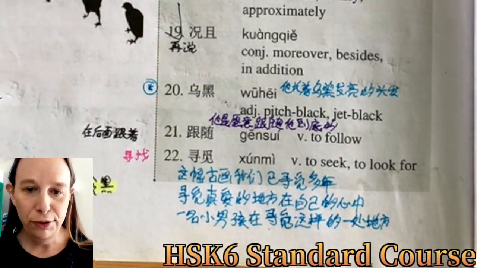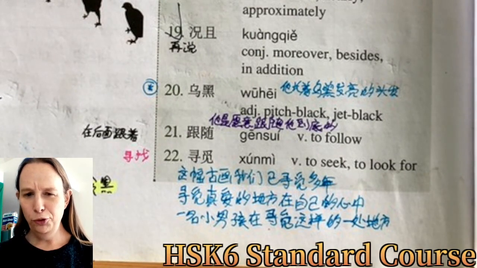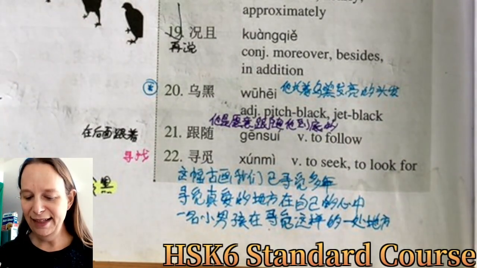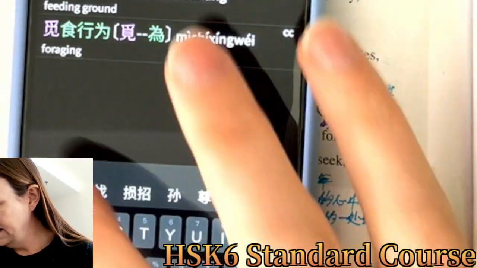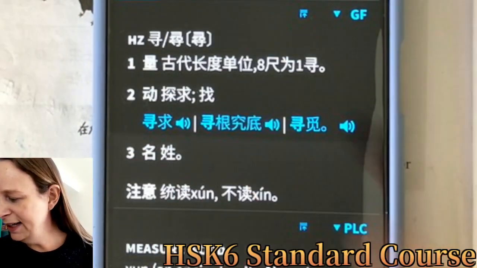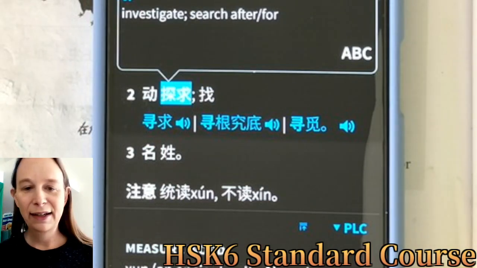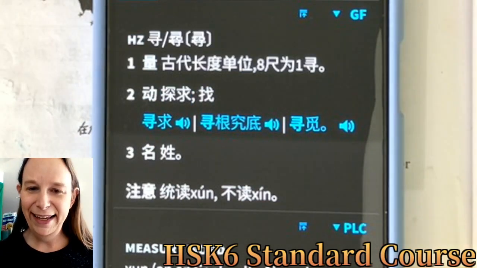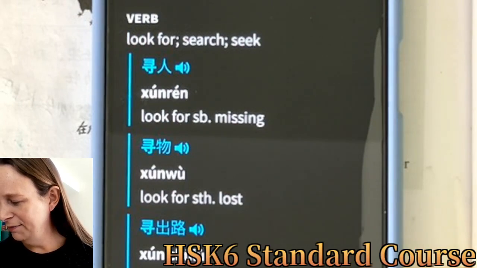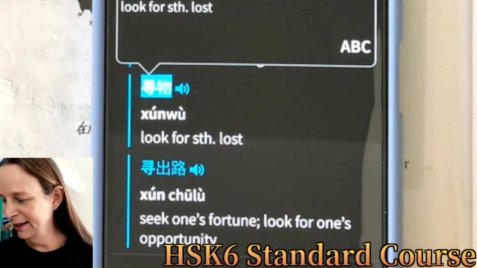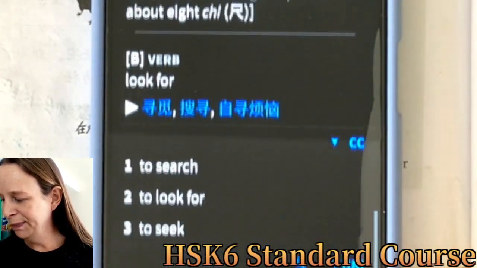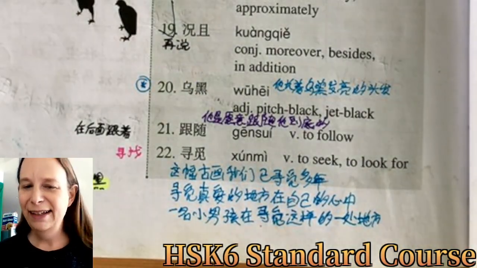寻. 寻 is 寻找的寻, right? With 寻, you're kind of searching more globally. Like you're checking multiple places, I think. 寻找. I don't know. Maybe I'm wrong. Maybe I'm reading too much into it. Defined as 找. Yeah, this one. 探求. I feel like it's not just like I lost my keys. You're searching for something. 寻人. Yeah, looking for someone missing. 寻物. Oh, maybe it is. Search for something lost. I lost my keys. 寻出路, searching for opportunity. I just get the feeling that 寻 is a bit more active than 找.